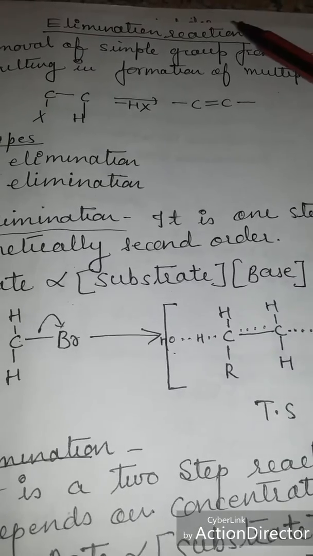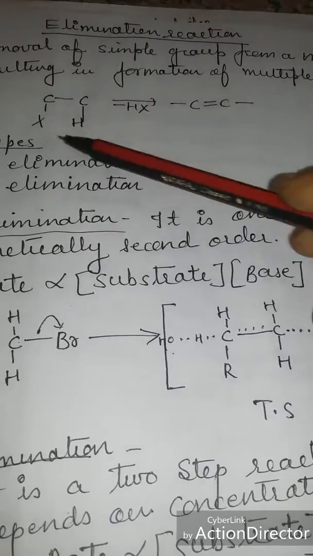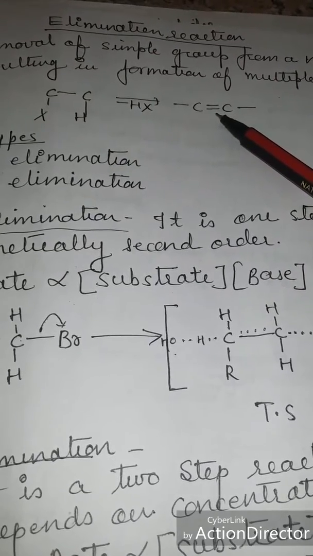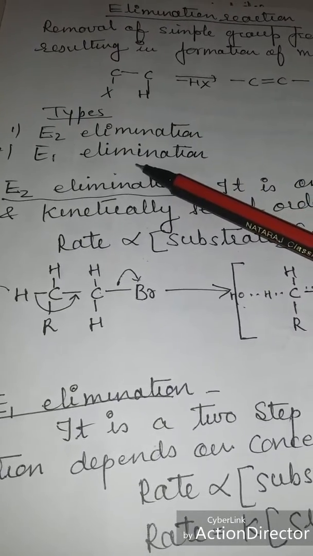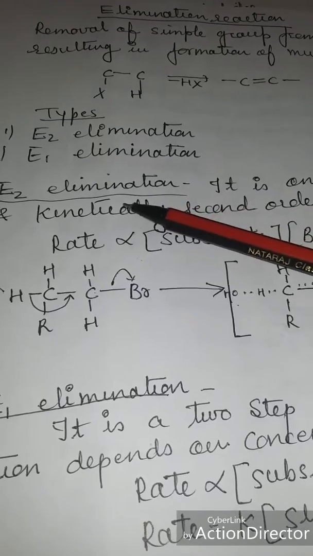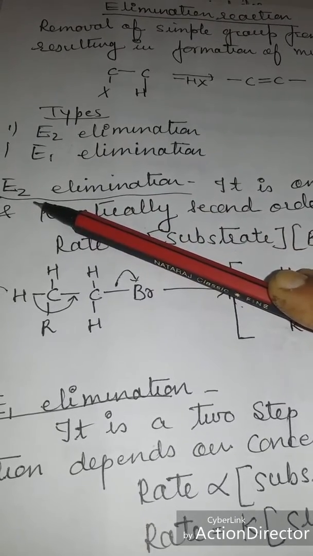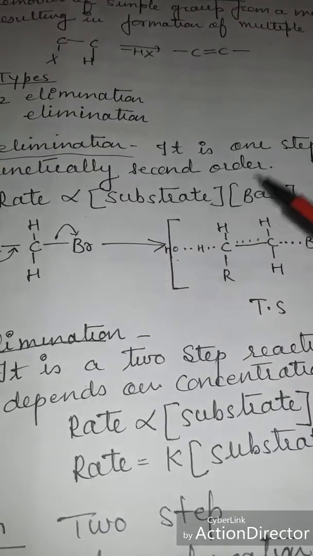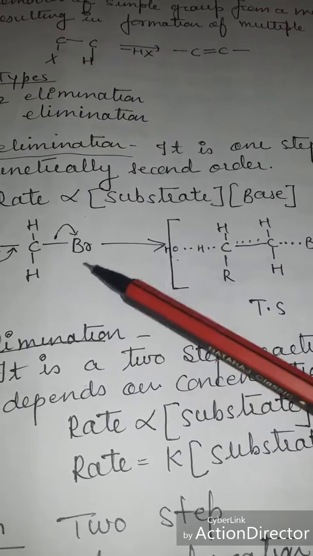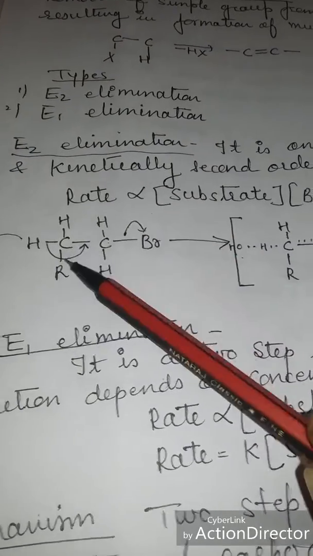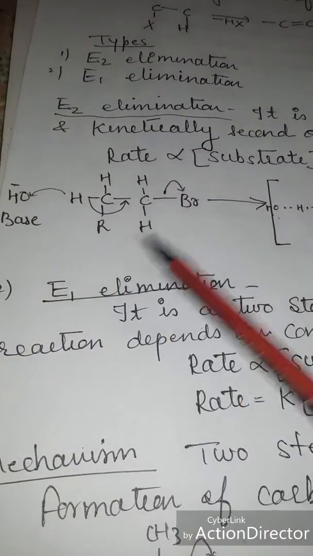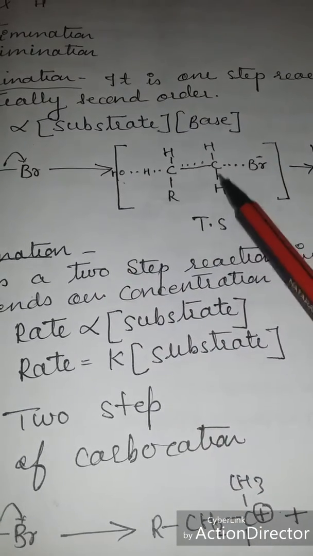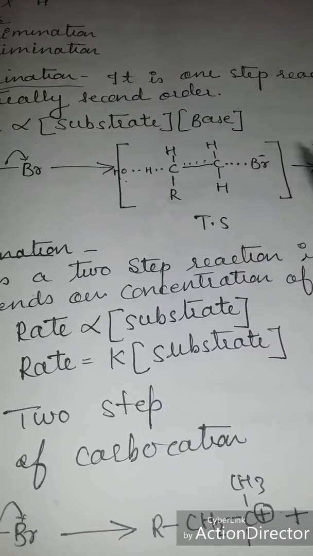Now let us talk about the elimination reaction, in which the removal of simple groups will take place, resulting in the formation of multiple bonds. So elimination can be of two types, that is E2 elimination and E1 elimination. E2 elimination, again 2 means it is a second order reaction, so rate of reaction will depend on the substrate and the base, but it is one step reaction, that is the removal of the leaving group and abstraction of hydrogen by the base. It will occur at the same time, resulting in the formation of a transition state, which is highly unstable, and that will finally give you the product.